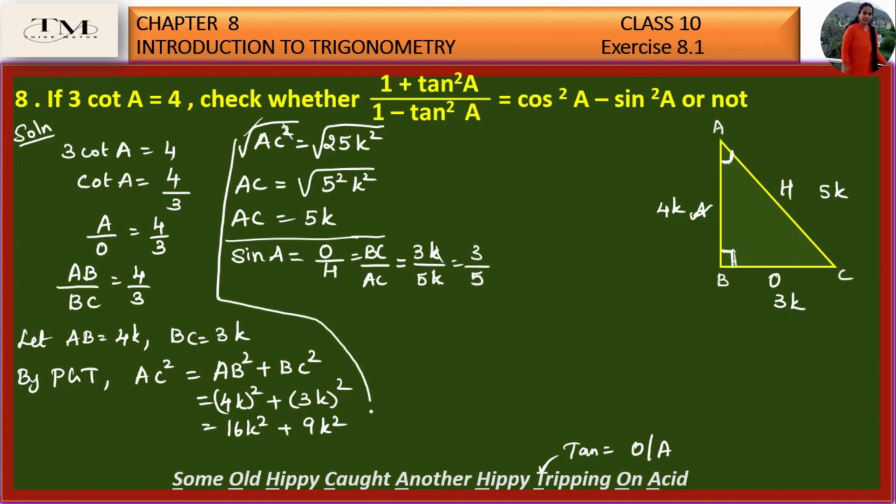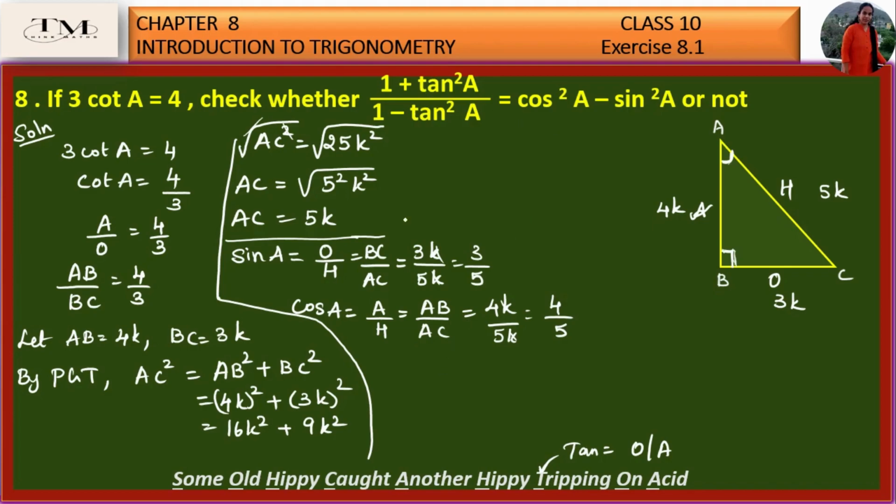Next, we have to find out cos A. C stands for cos, and C is nothing but A by H. Another hippie. So underline the first letter: A by H. So cos is equal to adjacent side by hypotenuse. AB is the adjacent side and the hypotenuse side is AC. The value of AB is 4K and the value of AC is 5K. K gets cancelled, so it is 4 by 5.